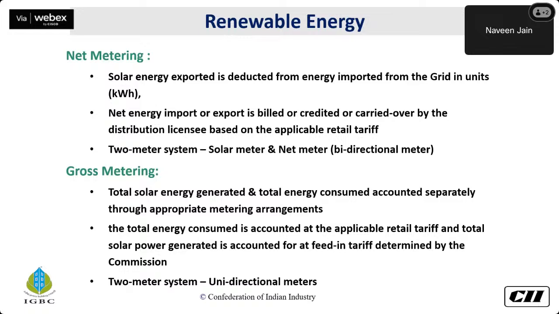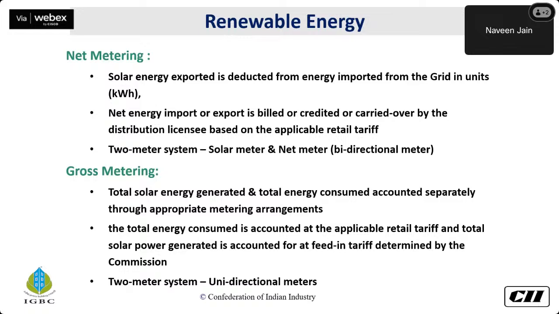So what gross metering means is that whatever solar energy is generated has to be calculated separately, that is, measured separately, and whatever you are taking from the grid is measured separately. Now, the total consumed will be taken at a different tariff, and whatever you have supplied will be charged at a different tariff. Earlier, whatever you consumed was not taken into consideration; whatever you exported and imported, the balance amount was charged at the retail tariff.